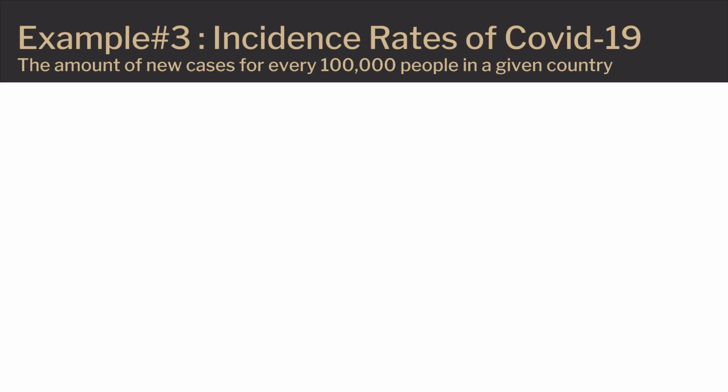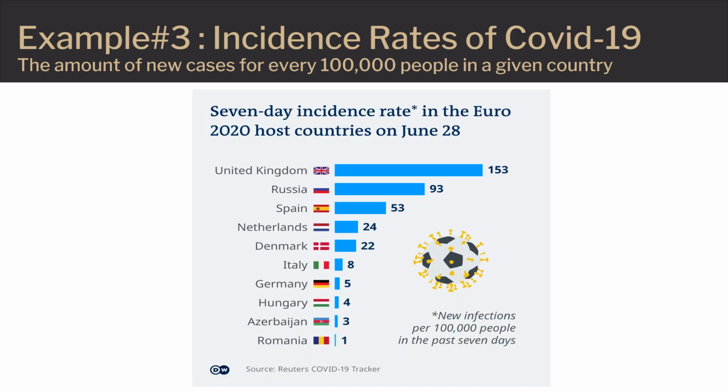Finally, example number 3 shows a 7-day incidence rate for COVID-19 in various countries for new infections per 100,000 people in a population on the day of June 28, 2020. As you can see, the United Kingdom led the way with an IR of 153 per 100,000 people.